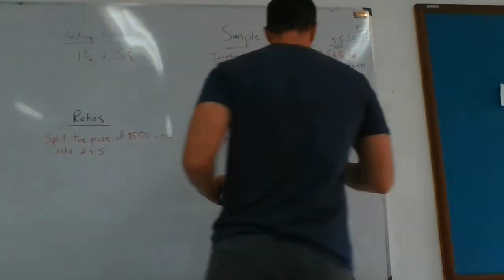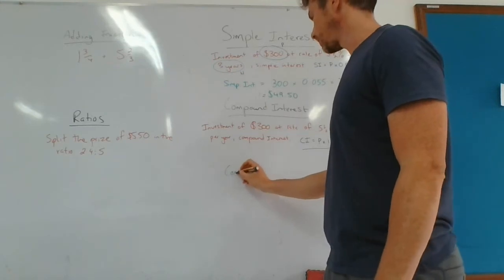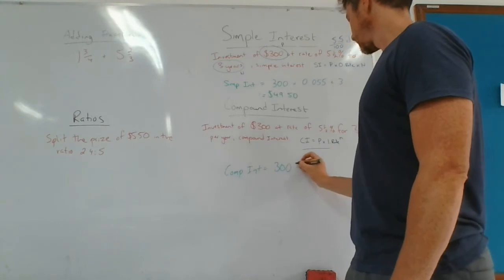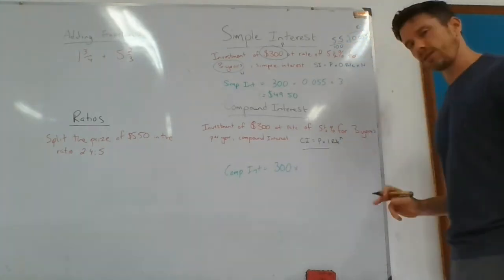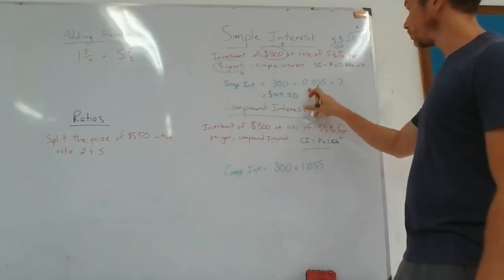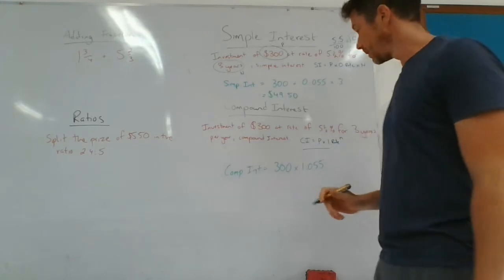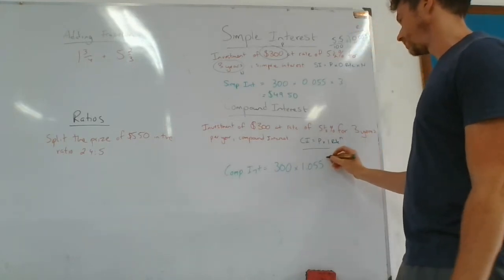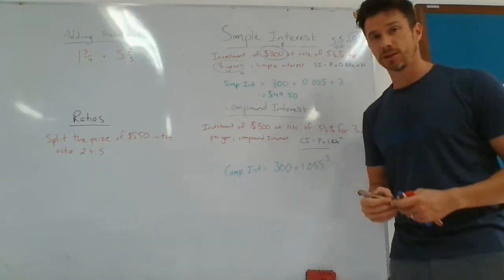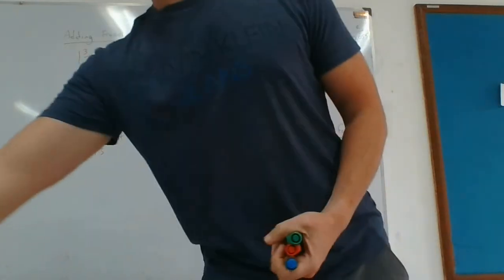So in this case, the principal still is 300. So for compound interest, the principal is the same. I multiply by 1.0 the rate. Okay, so in the other one it was 0.055. This is 1.055. And then I put it to the power of the number of years. So instead of multiplying by 3, I put it to the power of 3, because it's compounding on top of each other. Once again, turn to the calculator.